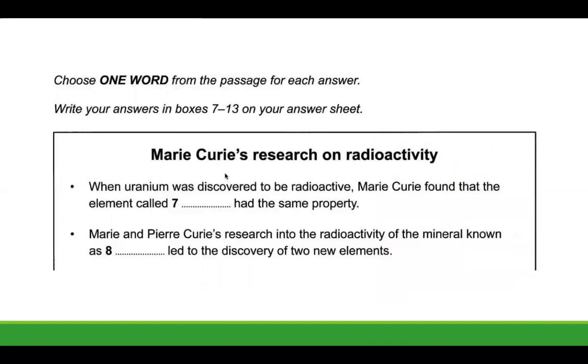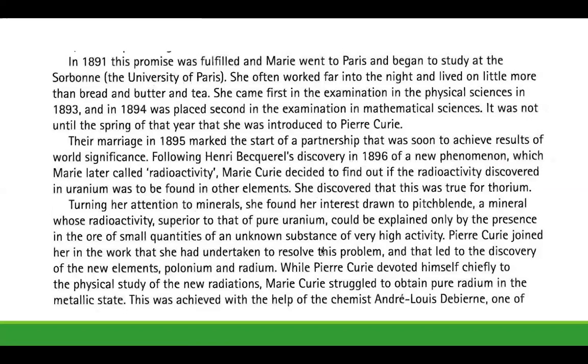Okay, now let's have an example. Again, the instruction says choose one word from the passage for each answer. Marie Curie's research on radioactivity. So, when uranium was discovered to be radioactive, Marie Curie found that the element called blank had the same property. Now you try to find the correct answer for this. So, this is an example of note completion.